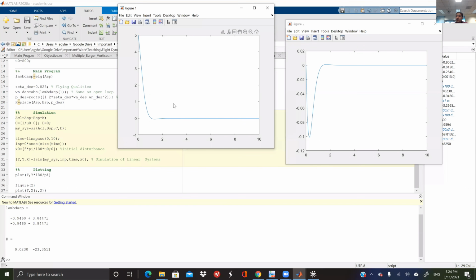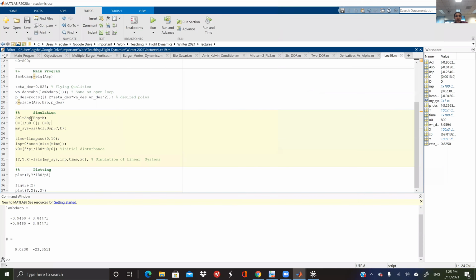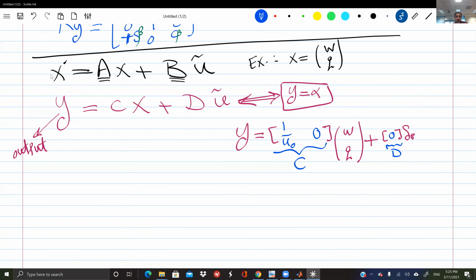I need to retrieve my elevator. How can I retrieve my elevator? Any suggestion? You change the value of D. Change what? The value of D. The value of D affects the output. So this is the output equation, frankly speaking, and this is what we call the state equation.